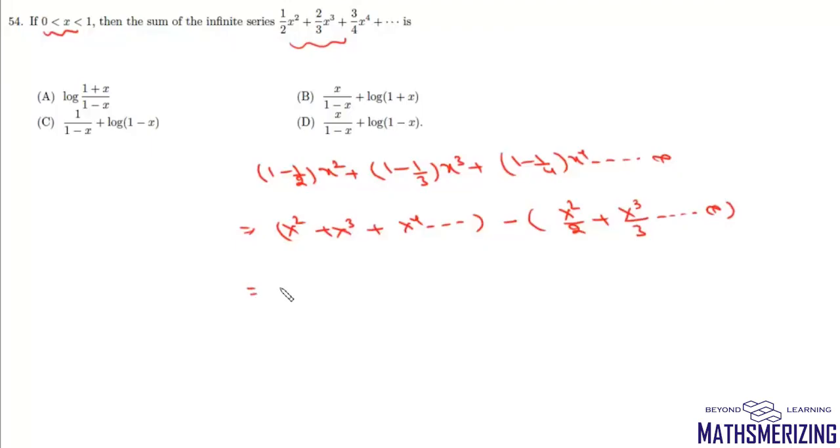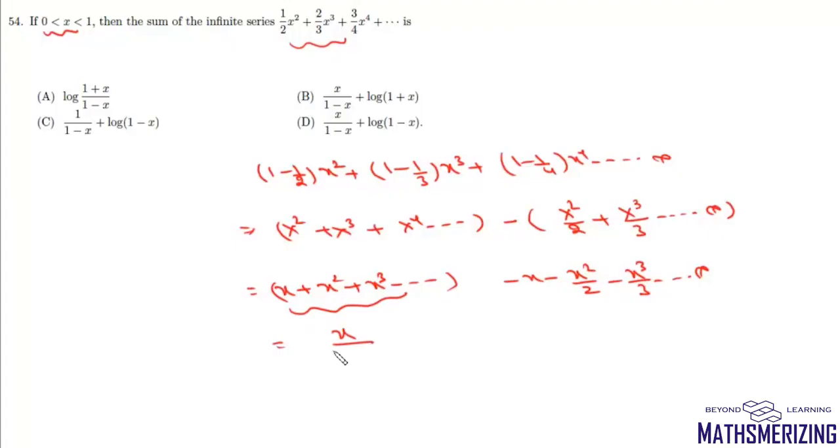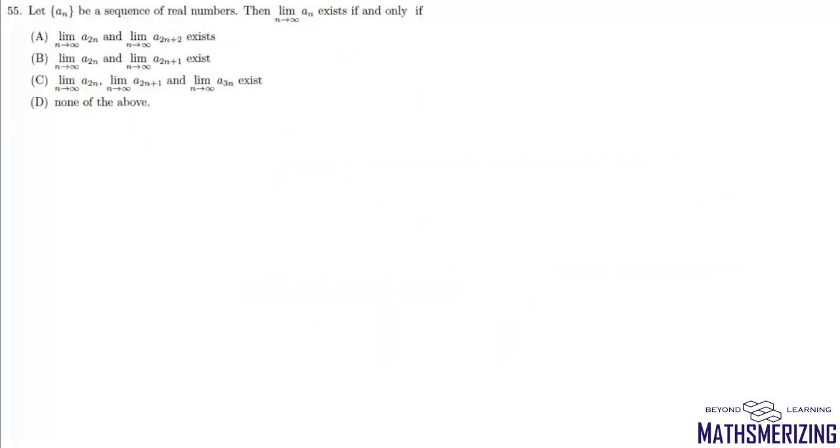What we'll also do is we'll add x and we'll subtract x. We'll write x plus x square plus x cube, and then here will be minus x square upon 2 minus x cube upon 3 up to infinity. Now this is nothing but an infinite GP, so it is a upon 1 minus r, and this second series is nothing but the series expansion of log 1 minus x. So the answer to this question will be x upon 1 minus x plus log 1 minus x, and that's your option number D.